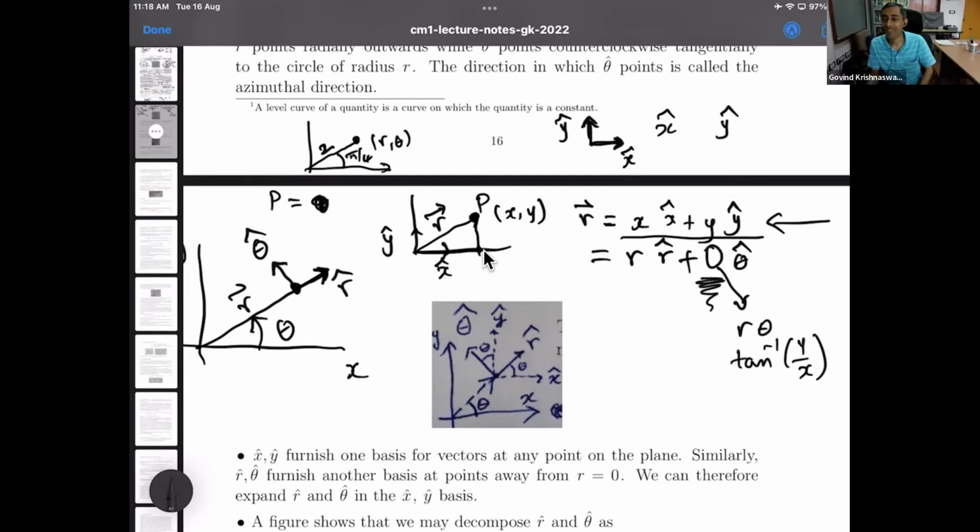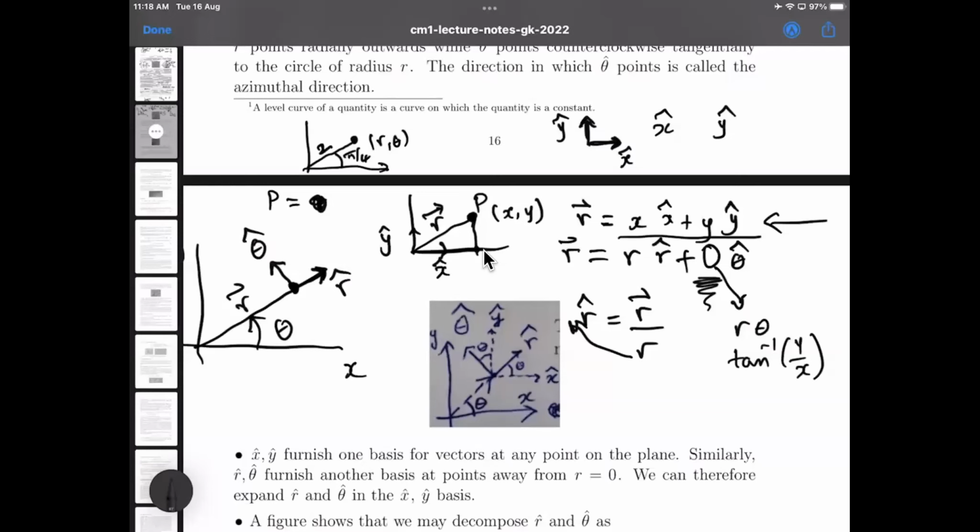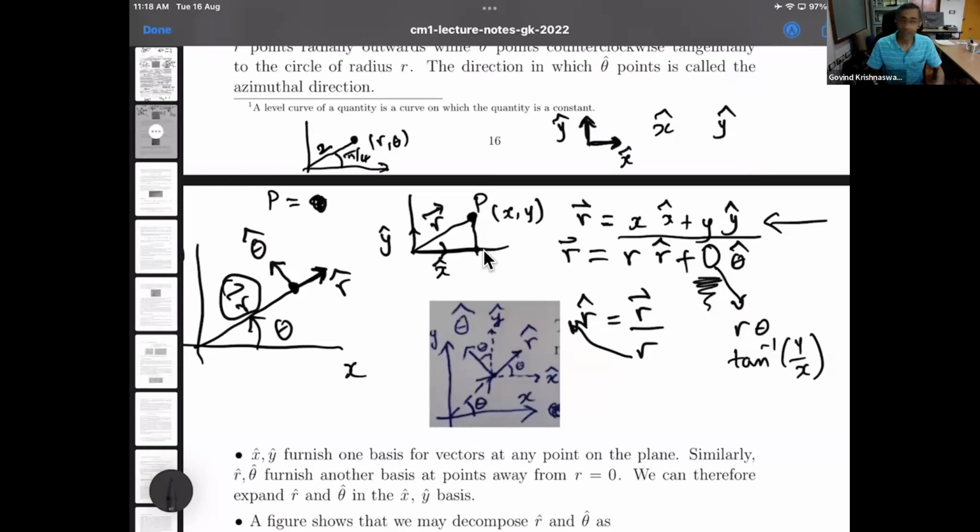Let me tell you why zero is a good suggestion. The job is already done. After all, remember the r hat vector by definition is the r vector divided by its length. Nothing more to do. Is that all right? After all, the r vector points radially outwards. It doesn't have any angular component at all. So there is no azimuthal component.